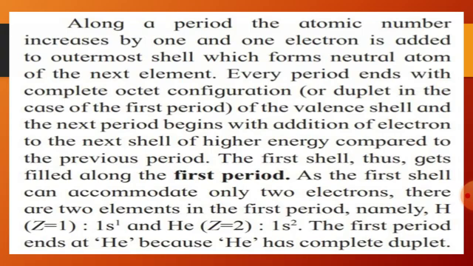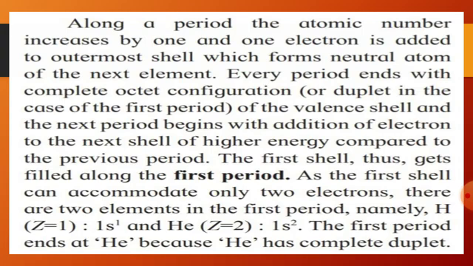See, in the first period, the last element is helium. Helium's atomic number is 2. We write down the electronic configuration of helium. It is 1s2. So here the doublet electronic configuration of the element is fulfilled.